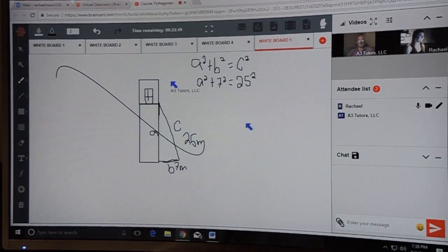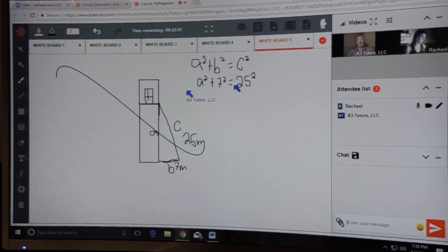Okay, fantastic. What's going to happen next? We subtract 7 from 25. No, not yet. Remember, we have 7 squared. Oh, yes, that's right. So rewrite the equation, more simplified, because right now we have powers. We have 7 squared and 25 squared. So let's make them actual numbers.